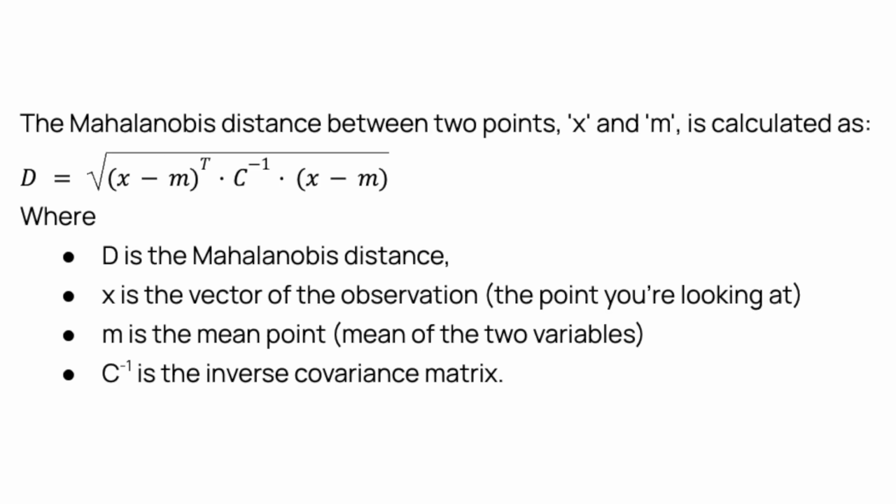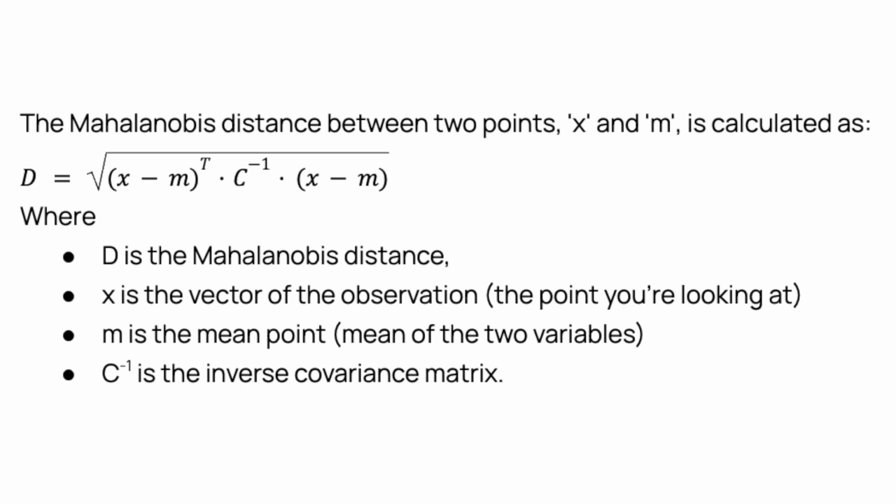The Mahalanobis distance between 2 points, in this case x and m, is calculated like this. D is the Mahalanobis distance. X is the vector of the particular point we're looking at, or the observation. M is the mean point, which is the mean across the two variables. And C to the power of -1 is the inverse covariance matrix.